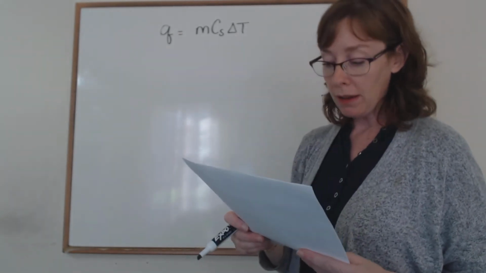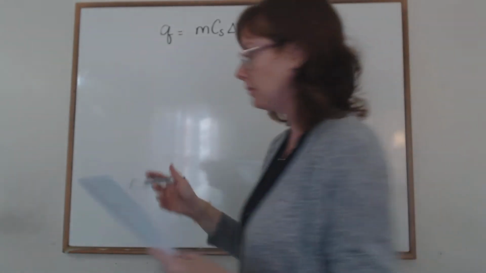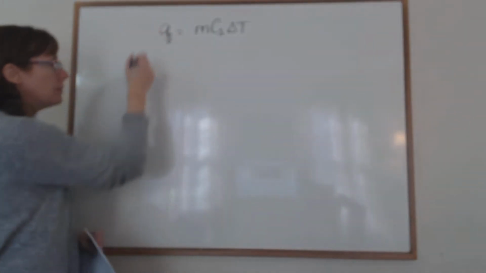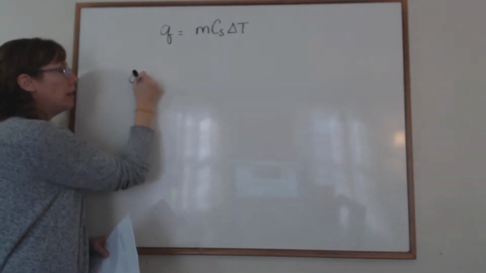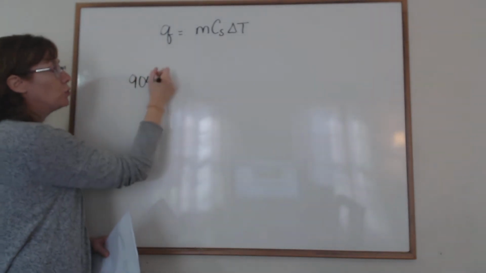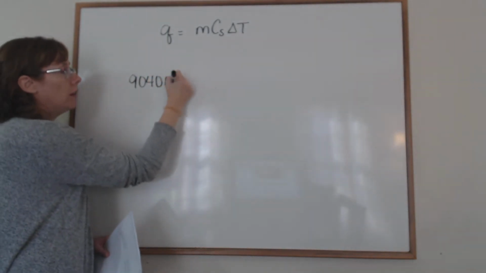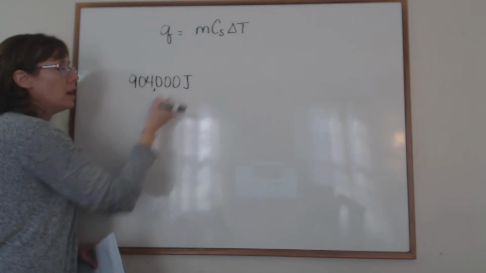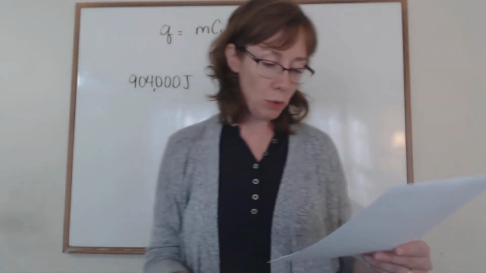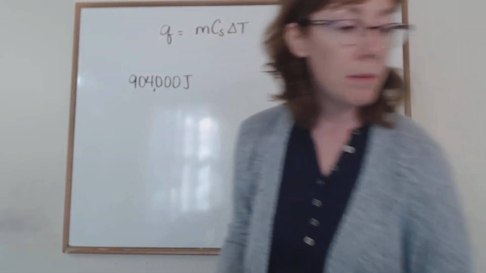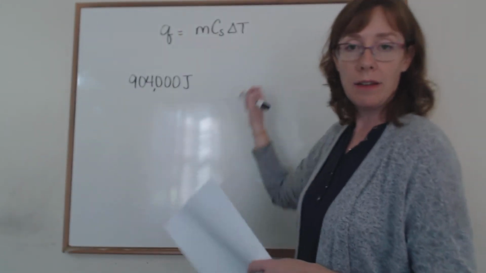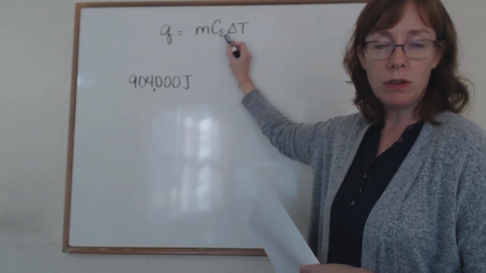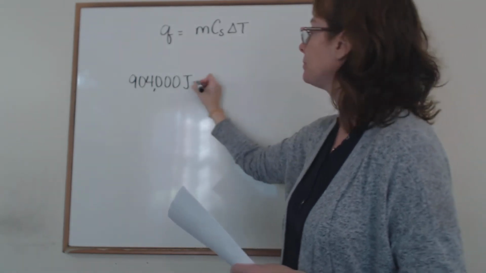We are absorbing 904 kilojoules of heat. That means the amount of heat is a positive number. It's coming in. I am going to go ahead and put that into joules, 904,000 joules. The reason I'm going to put it into joules is because the specific heat of water is going to have a joule unit. So you have to make a match.